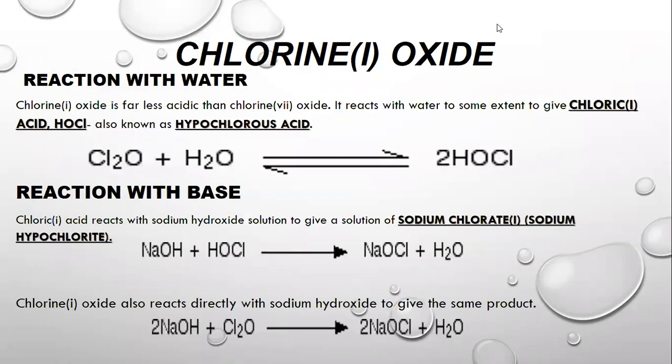Next is chlorine 1 oxide. Chlorine 1 oxide is less acidic as compared to its previous oxide. It reacts with water to give you an acid with formula HOCl, which is known as hypochlorous acid. As it is an acidic oxide, it reacts with a base to give you NaOCl. A direct reaction is also possible, and it also gives you the same product NaOCl, that is sodium hypochlorite.